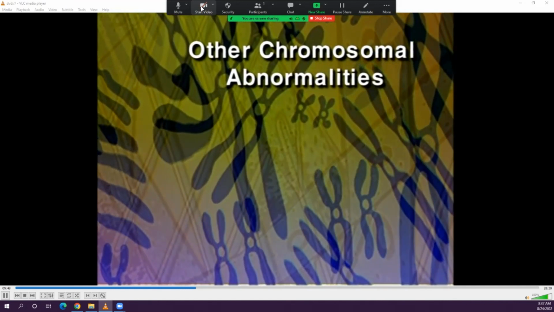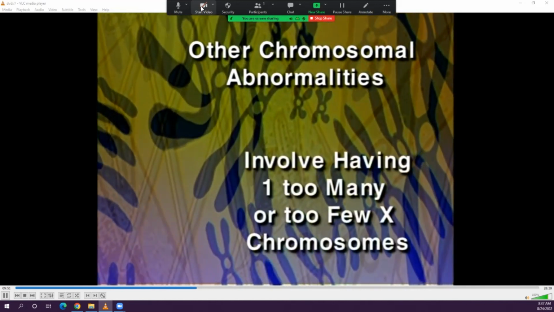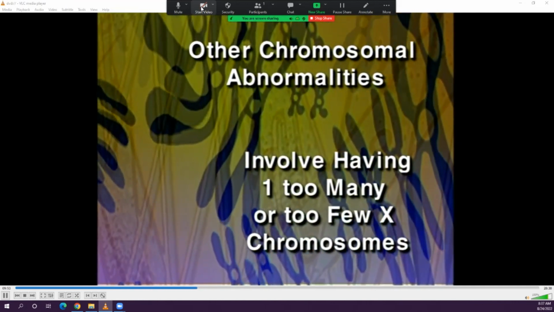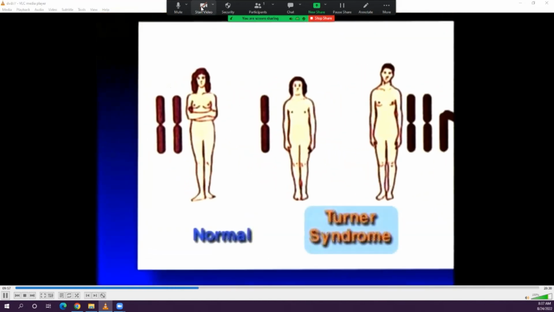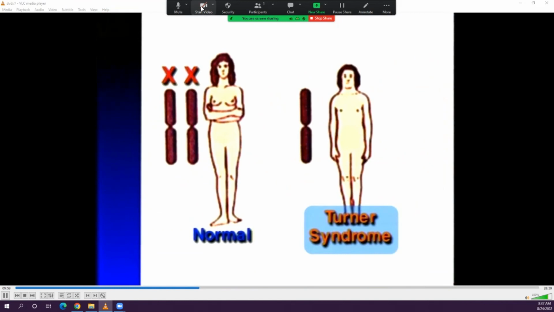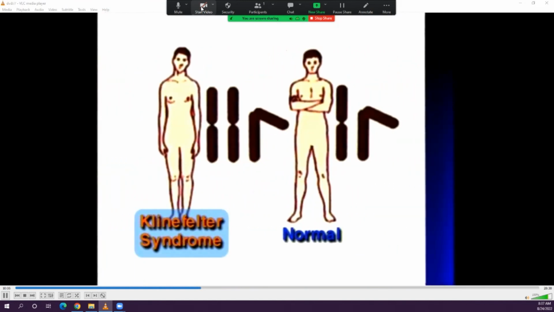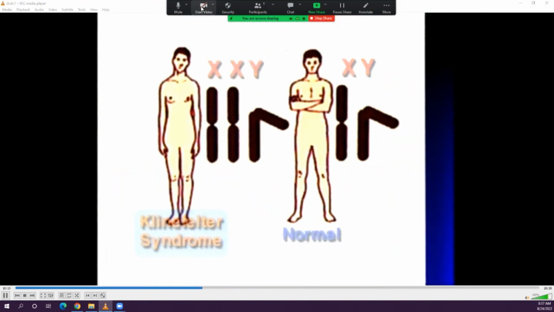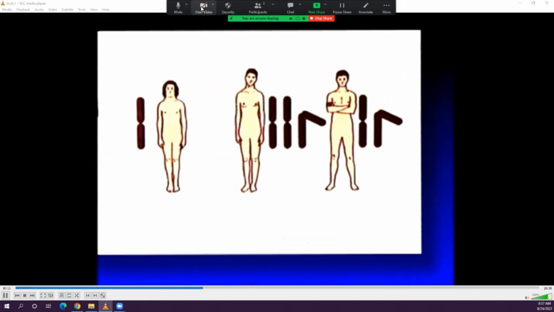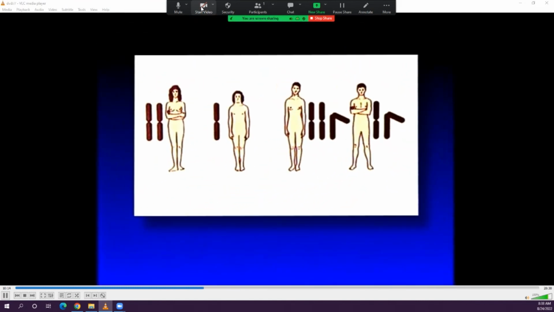Other chromosomal abnormalities involve having one too many or too few X chromosomes. For example, Turner syndrome, in which girls have only one X chromosome, XO, and Klinefelter syndrome, in which boys have an extra X chromosome, XXY. Intelligence, height, or fertility may be affected. Fertility problems may be treated with hormones.